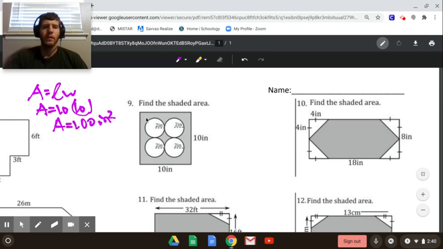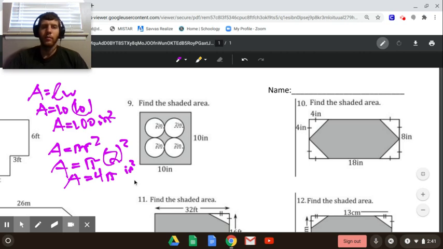Okay. So that's all of it, but we don't want all that. We only want the shaded part, so we're going to have to subtract away the area of those circles. The area for a circle is pi r squared. The radius of each circle is 2, so we can put that in: pi times 2 squared, which gives us 4 pi for the area of each circle. So the area of each circle is 4 pi inches squared.